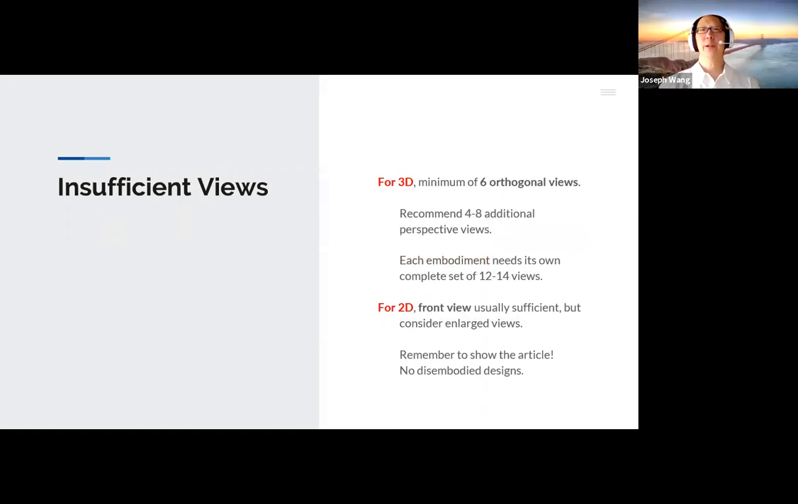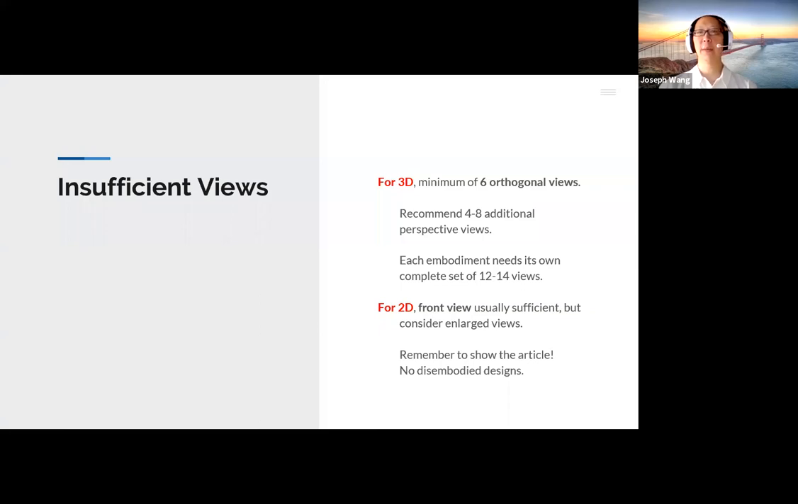So in order to make sure we cover the article of manufacture, here in the States, we don't do disembodied designs floating in space. We have a design for an article of manufacture. If it's a three-dimensional design, you're going to have your 6 orthogonal views at a minimum. I don't want to say everything beyond the minimum is optional, but you're going to have the basic front, rear, top, bottom, left side, right side views. There's your 6 orthogonal views.